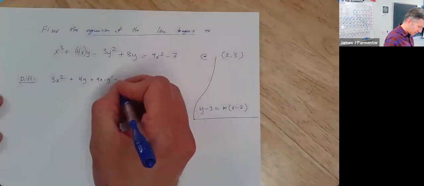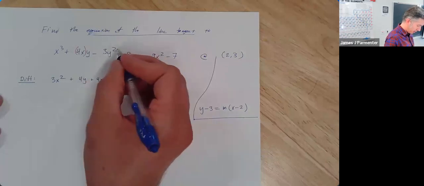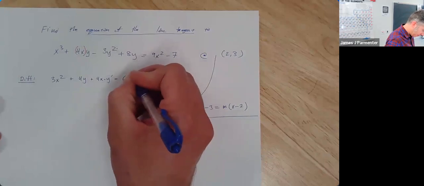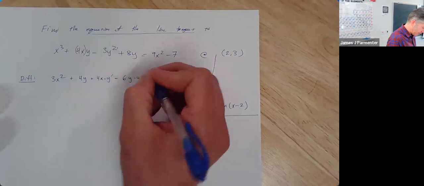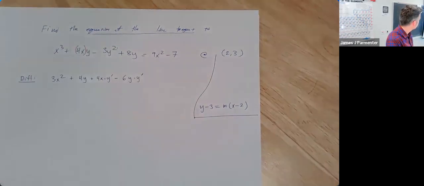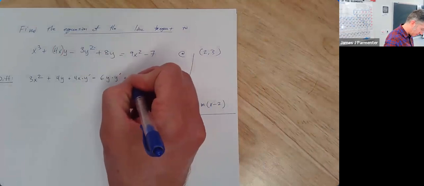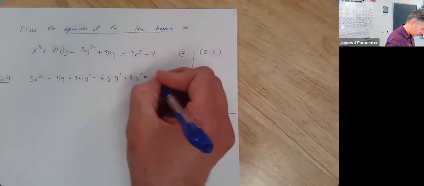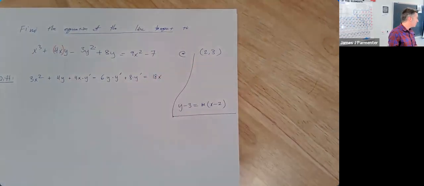Minus the derivative of 3 times some stuff squared, right? Because y is some stuff, it is 6 times your stuff to the first, times the derivative of my stuff. The derivative of 8y is going to be 8 times y prime. And the derivative of 9x squared on the other side is 18x. And the derivative of 7 is 0.